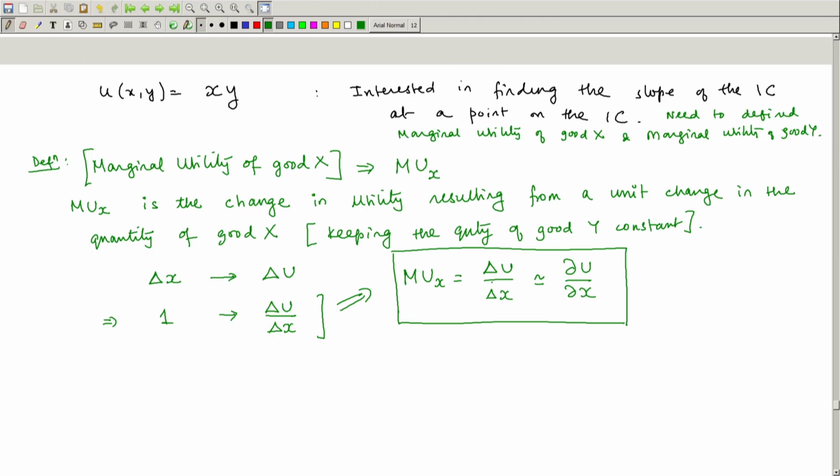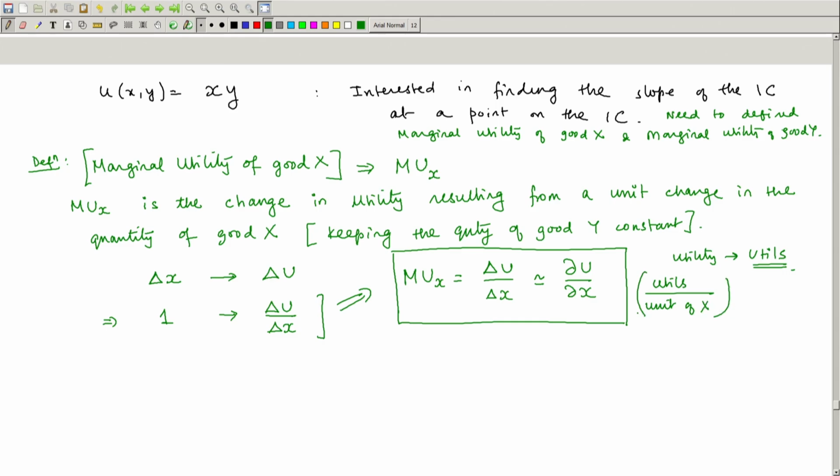Now, for marginal revenue, we said it is the change in revenue resulting from a unit change in the quantity produced. It was in rupees per unit. Marginal utility is the change in utility resulting from a unit change in the quantity of x. So, in what units do I measure marginal utility? Well, utility is going to be measured in these imaginary units called utils, or you could simply call them happiness points or satisfaction points. So, the unit of marginal utility is utils per unit of x.